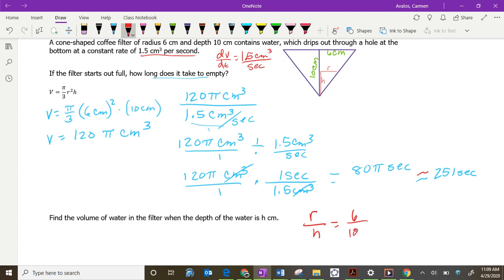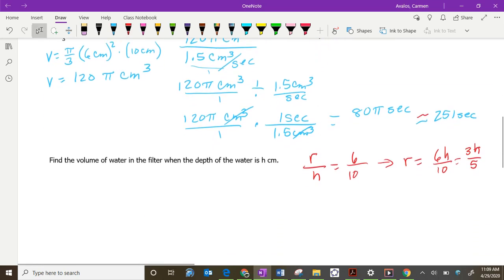And so when I do this, now I could just move this over, and I know that R is going to equal 6H over 10, which is going to be 3H over 5. So that's what R is, because I want R to replace it. So I want R equals, and that's the easiest way to do it.